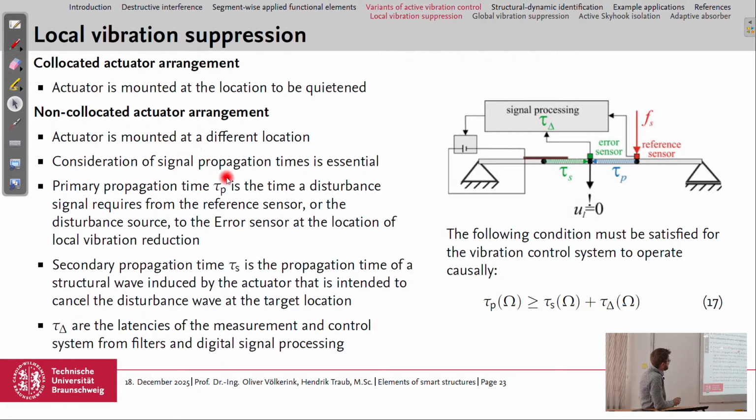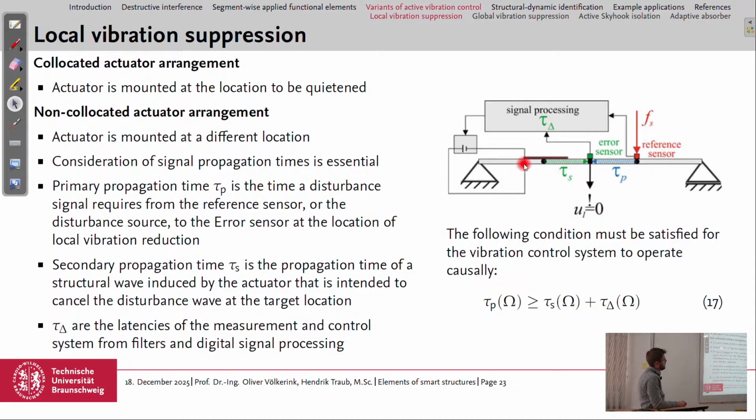And now our limitation is the signal propagation time. We have different propagation times of the signal, or of the vibration. We have the time theta p. This is the time the vibration needs to travel through the structure to this point we are looking at. And we have the time theta s of the secondary path. This is the time our counter vibration needs to travel through the structure from our actuator to our desired point.